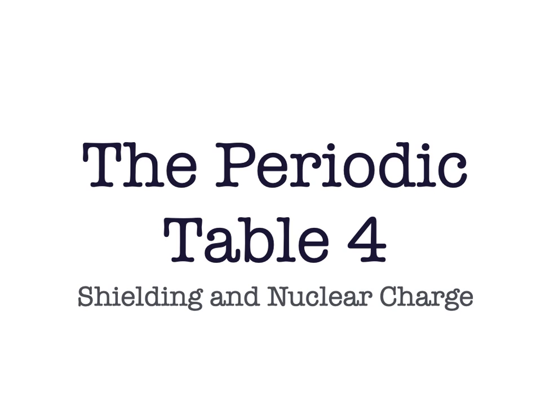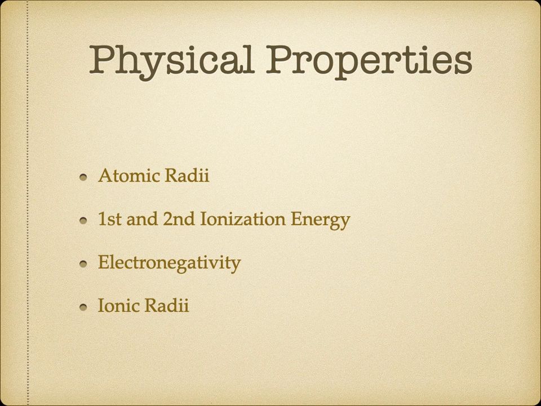We're going to look at now some physical properties of elements and trends in those physical properties across the periodic table. So there are really four that we're going to be pretty interested in here. One is atomic radii. How big are the atoms and how do those sizes change as you move through groups and periods on the table? First and second, ionization energy, a thing called electronegativity, and then we're going to look at the size of ions. What happens when you gain or lose electrons to the size of an atom.